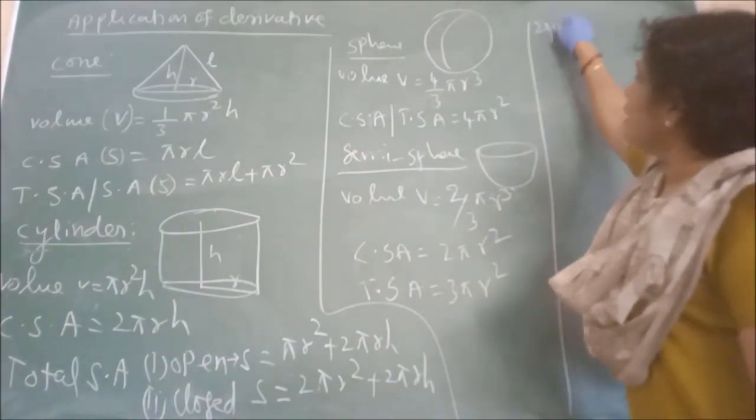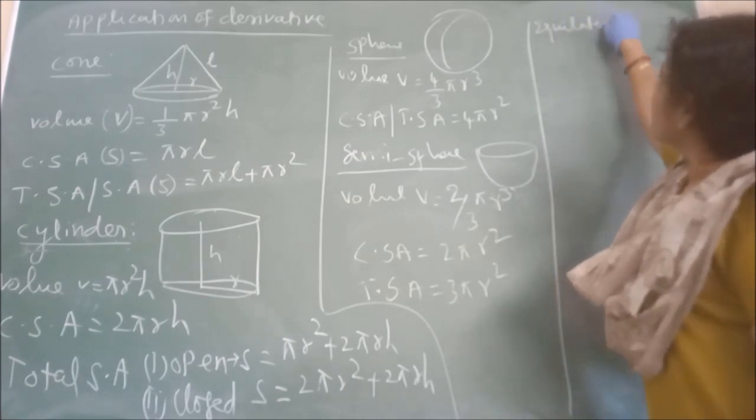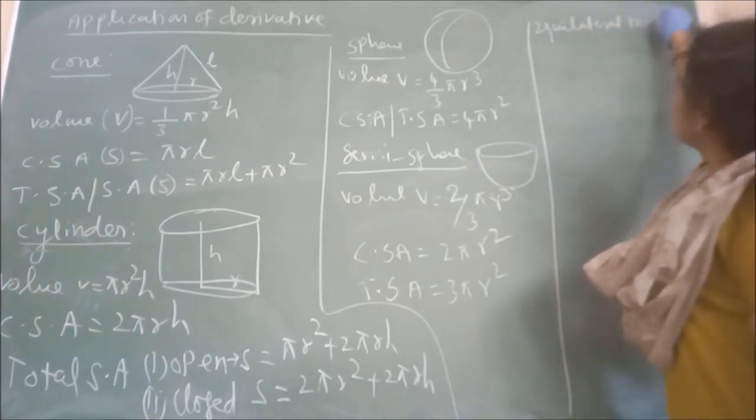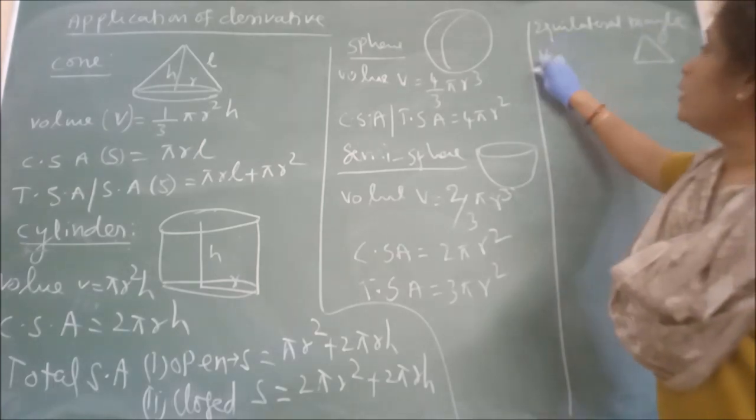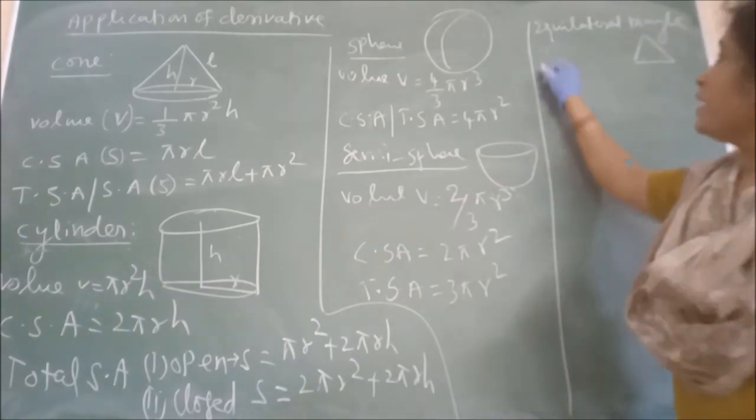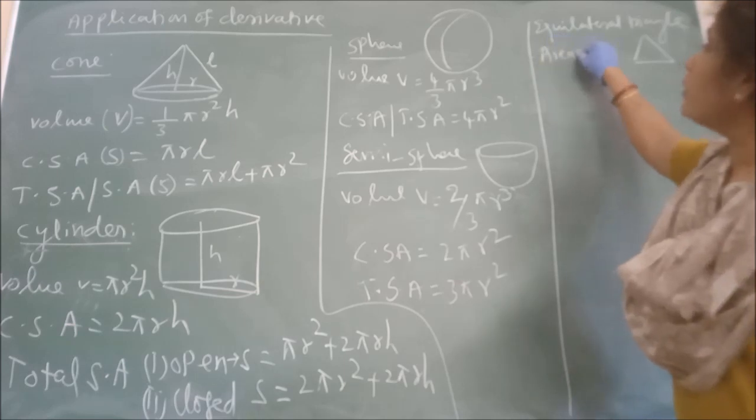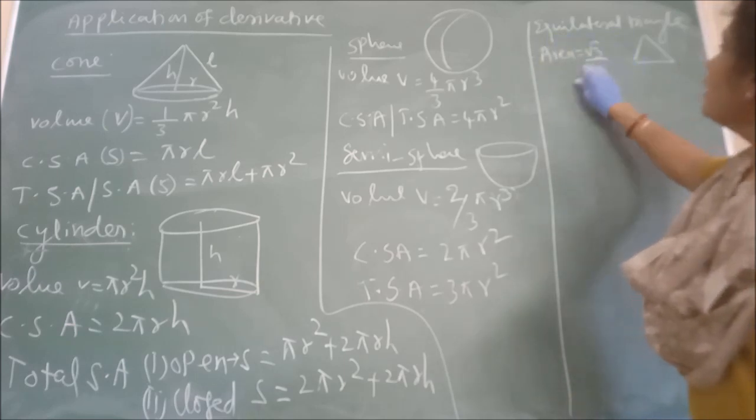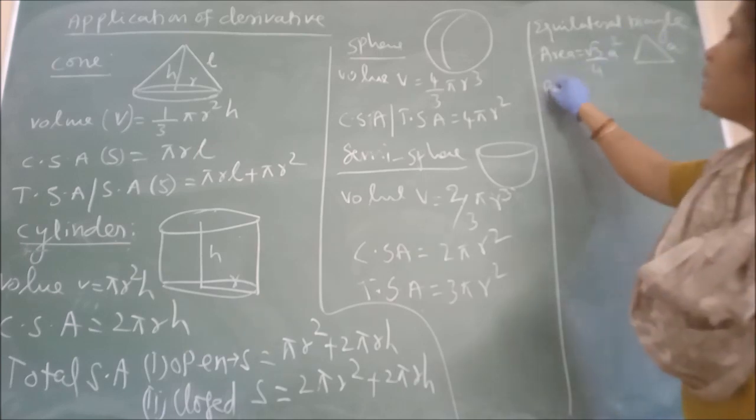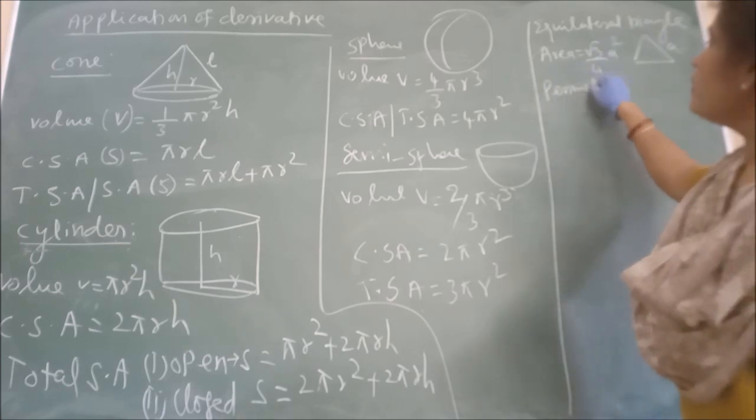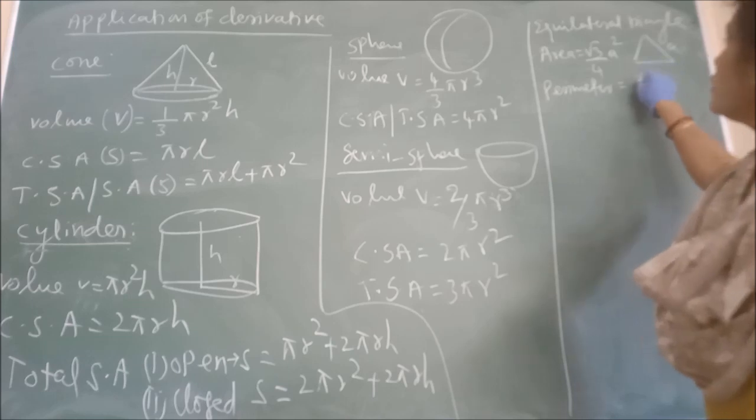Now next, equilateral triangle. You know this shape. There is no volume. The area of an equilateral triangle, taking the side as a, is root 3 by 4 a square. And the perimeter is equal to 3a.